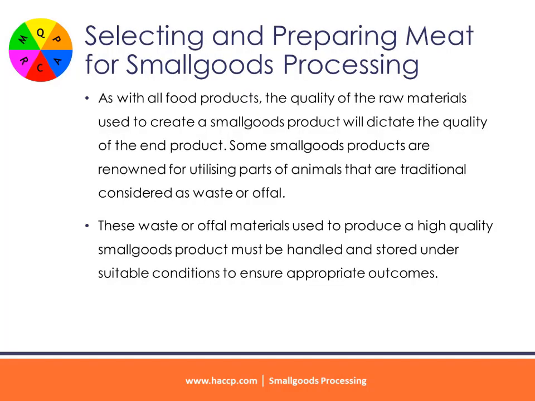Selecting and preparing meat for small goods processing. As with all food products, the quality of the raw materials used to create a small goods product will dictate the quality of the end product. Some small goods products are renowned for utilizing parts of animals that are traditionally considered as waste or offal. These waste or offal materials used to produce a high-quality small goods product must be handled and stored under suitable conditions to ensure appropriate outcomes.